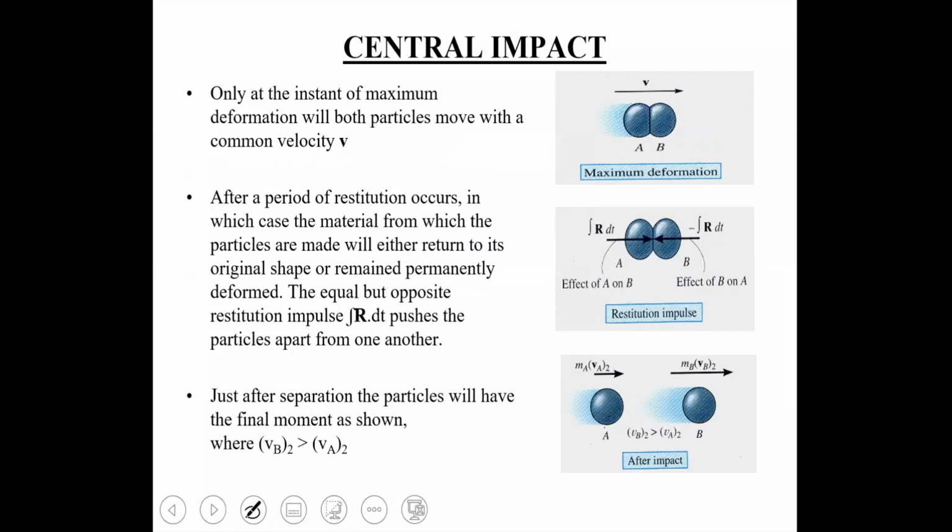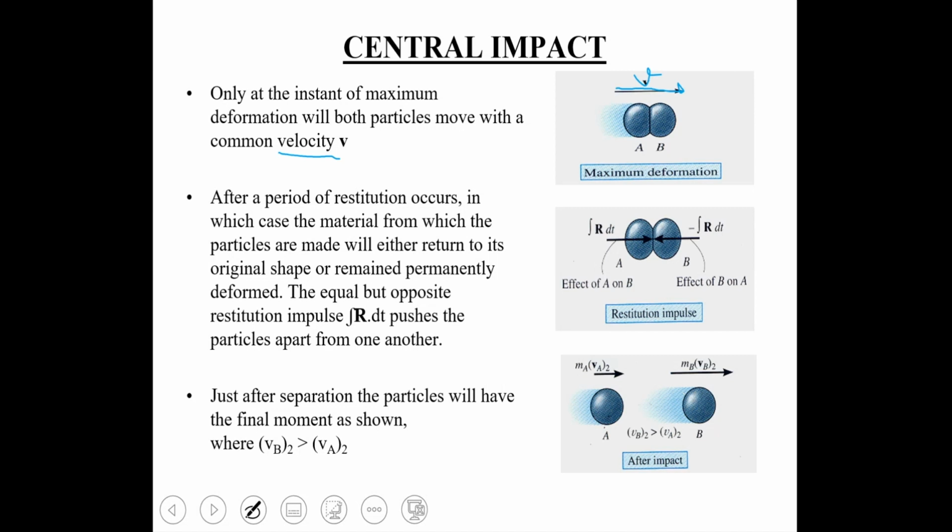Then only at the instant of maximum deformation will both particles move with a common velocity. अब होगा क्या कि एक स्टेज ऐसा आएगा जिस पे ये पार्टिकल्स मैक्सिमम डिफॉर्म हो चुके होंगे. उस स्टेज पे आपका ये पूरा सिस्टम जो है वो एक कॉमन वेलोसिटी से सिर्फ थोड़े टाइम इंटरवल डेल्टा टी अप्रोचेस टू जीरो के लिए मूव करेगा.